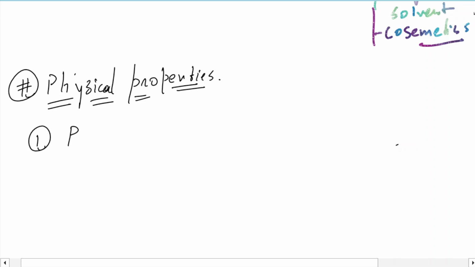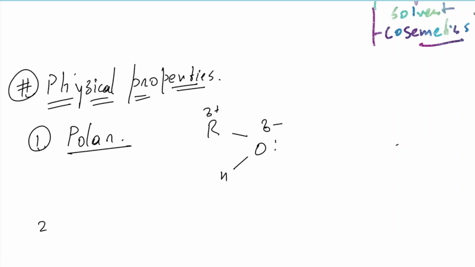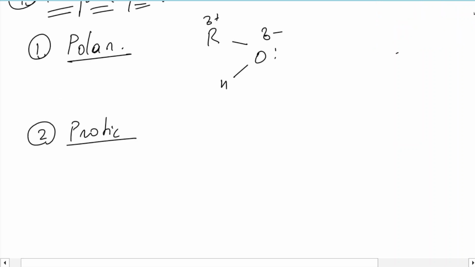First is polarity. The molecules are polar in nature. Okay, the alcohol is polar in nature. Second one, it's protic. So it can lose H plus. So they are used as polar protic solvents too.